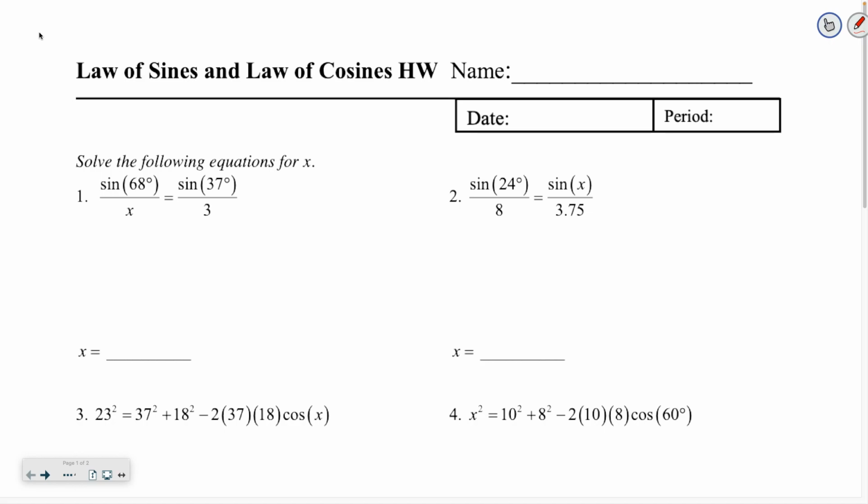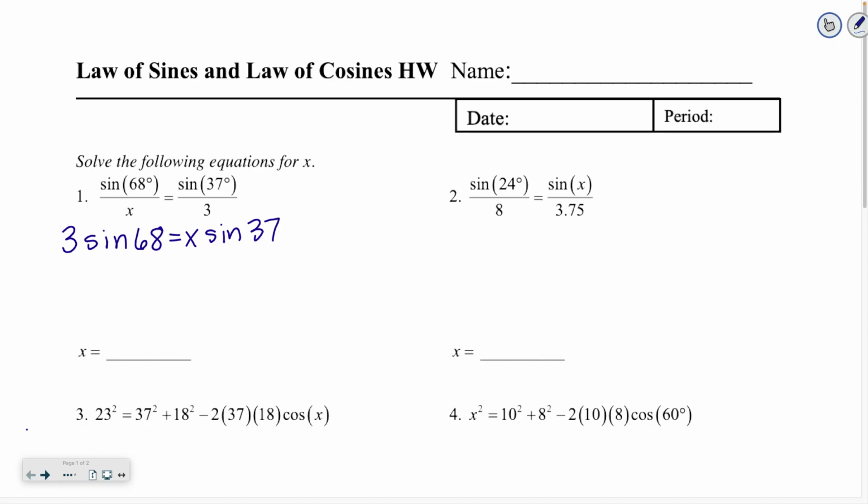Problems 1 and 2 were already set up for you. I just wanted you to practice putting it in the calculator, so make sure you've got your big calculator. I'm going to pull the calculator up, and we're going to cross multiply. So we're going to get 3 sine 68 equals x sine 37.